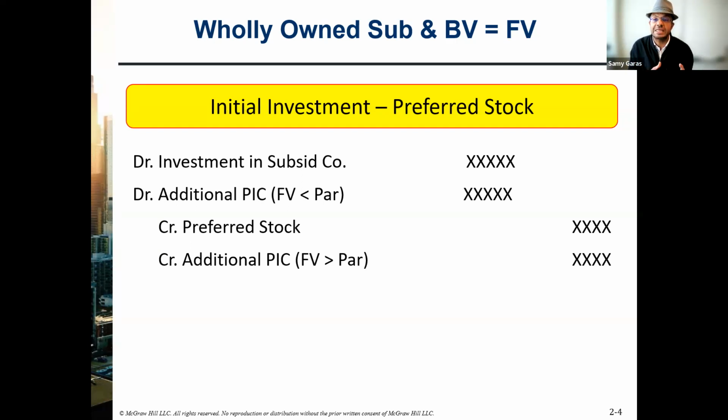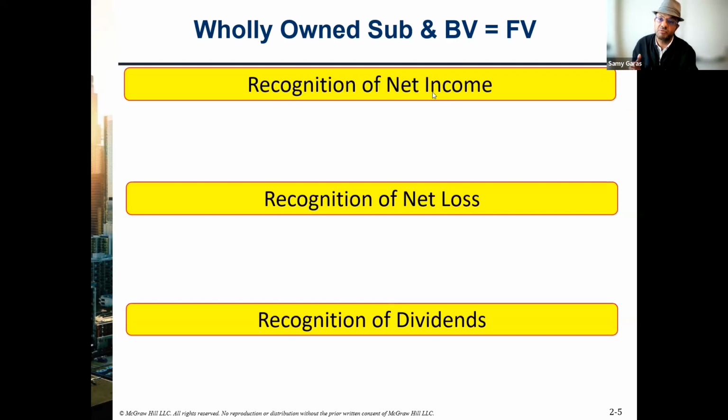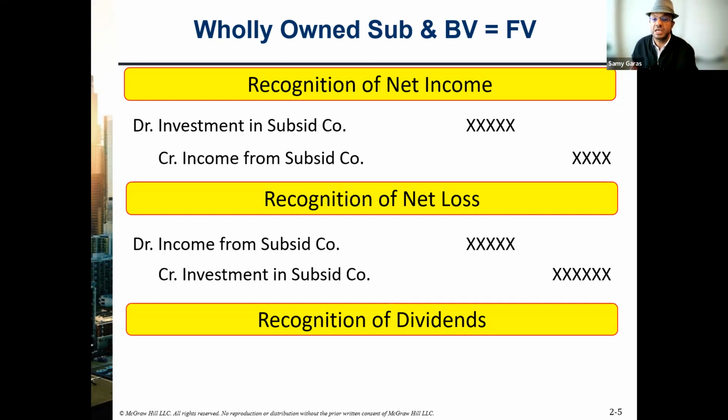But at the end of the first year, the subsidiary will continue operating and will make some income and some dividends. How can the parent company recognize the net income of the subsidiary or the net loss of the subsidiary or the dividends of the subsidiary? Remember, the parent company will take all the net income and all the losses and the dividends because the parent company owns 100% of the subsidiary. In case of net income, we debit investment and credit income from subsidiary company. But in case there is a loss, we reverse the income journal.